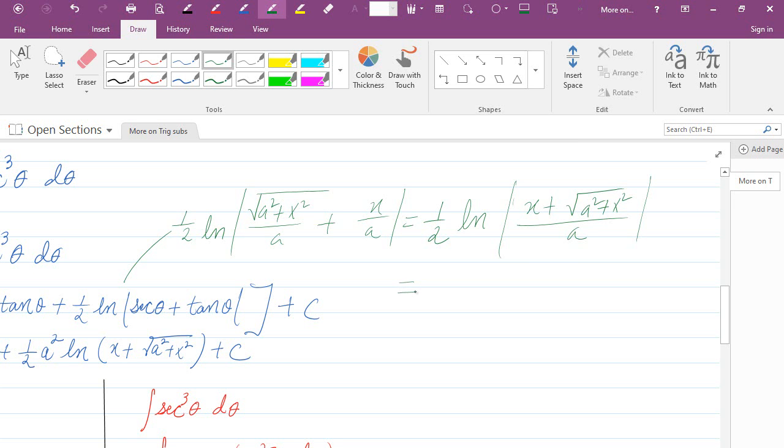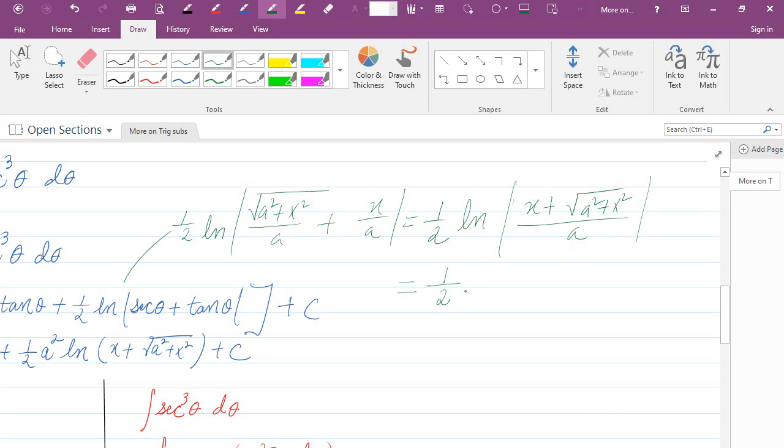Okay, so the quantity in the numerator is actually positive here, because the root of a squared plus x squared is going to be bigger than x. So no matter what x is, it is going to be positive. And we are going to assume that a is positive.